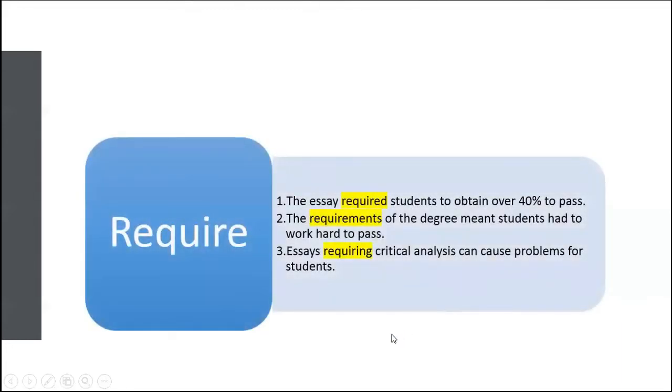Require. The essay required students to obtain over 40% to pass. The requirements of the degree meant students had to work hard to pass. Number 3, essays requiring critical analysis can cause problems for students. So require relating to something that needs to be done in order to receive something or to continue something, yeah? So obviously if the essay required students to obtain over 40% to pass, so the essay meant students had to obtain this percentage.